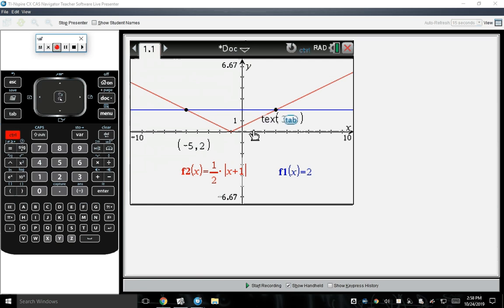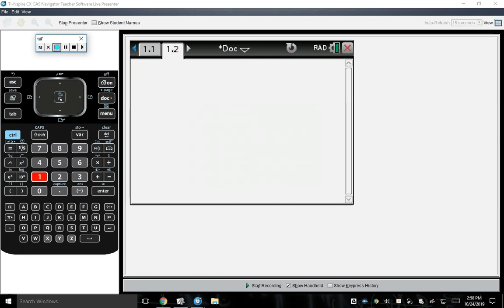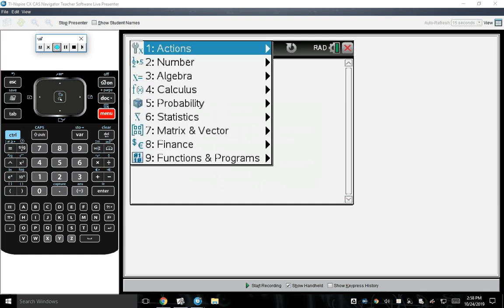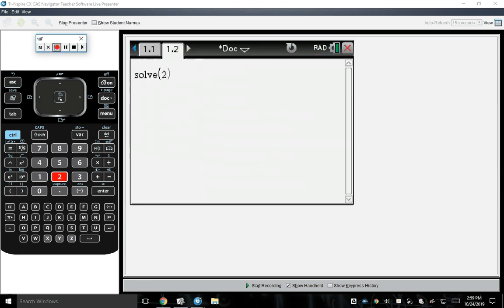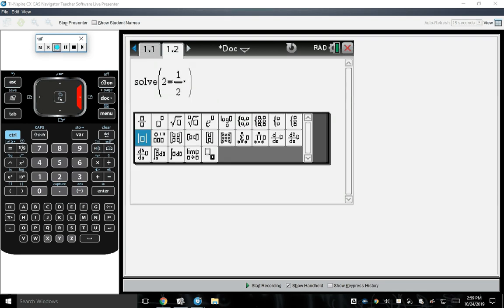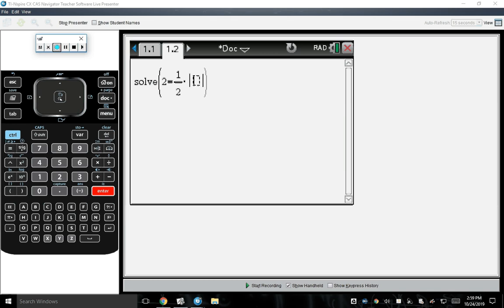Now look, control, add a page. I'm going to do a normal calculator equation, okay? So now, with me, please, press menu, 3 for algebra, 1 for solve. And remember, we've done this with recent stuff. You're going to type it in exactly the way you see it. 2 is equal to 1/2 times, here's that absolute value button again. It's right next to 9. It's the second row, first column. And we're going to type in x plus 1. Then click out by pressing the right arrow. And we want the calculator to do our work for us.